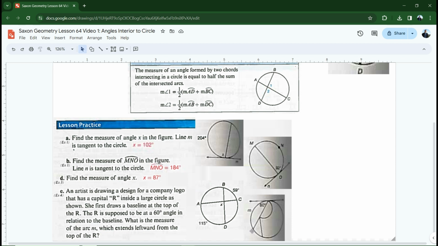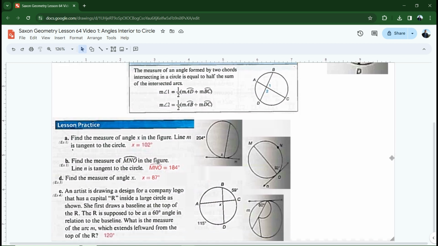Well, again, this arc subtends the angle. So that means it's going to be double the measure of the angle, because the angle has to be half the measure of the arc. So the measure of this arc should be 120 degrees. Let's see if we got that one right. There we go. All right, and that is how you work these sorts of problems involving angles subtended by an arc.